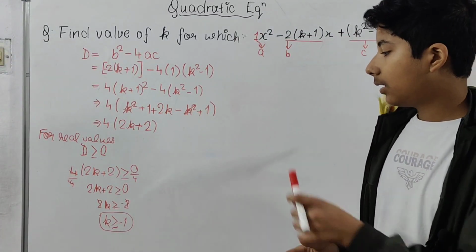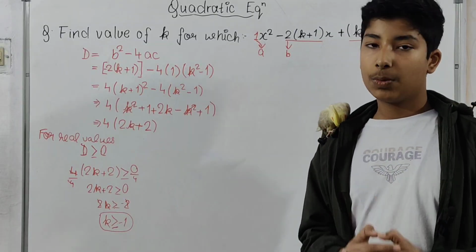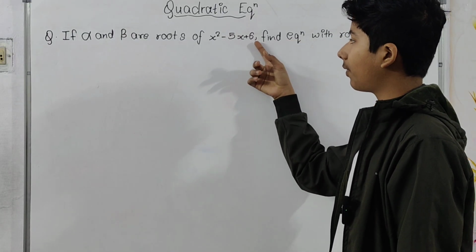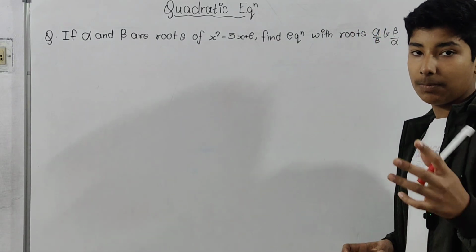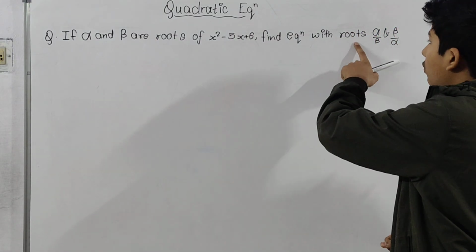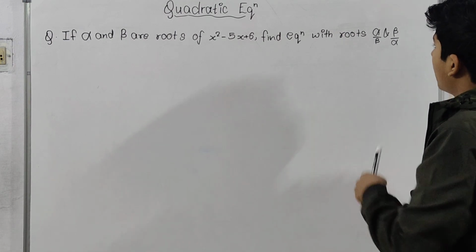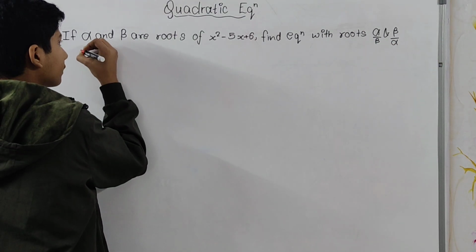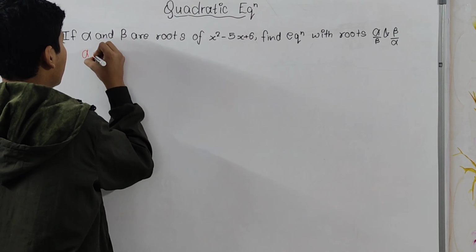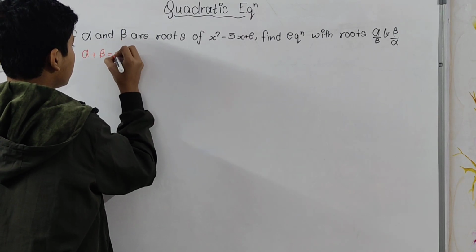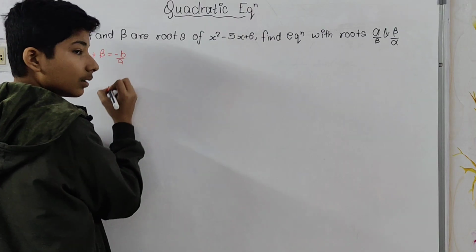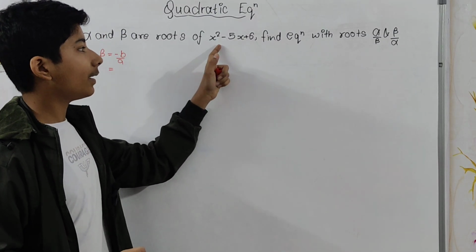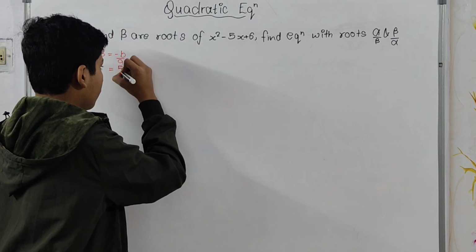Now we will solve our next question. If alpha and beta are roots of the equation x square minus 5x plus 6, find the equation, means we have to form the equation with roots alpha upon beta and beta upon alpha. So see, we'll find alpha plus beta equals minus b upon a. Now, minus b upon a means negative of minus 5 upon 1, which is 5.